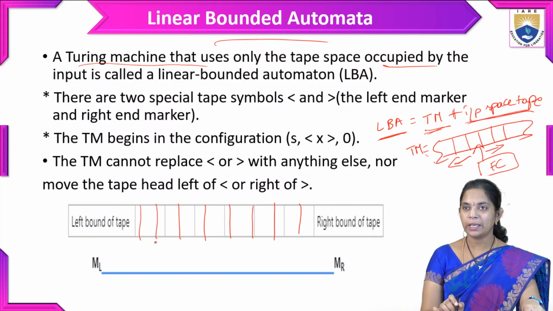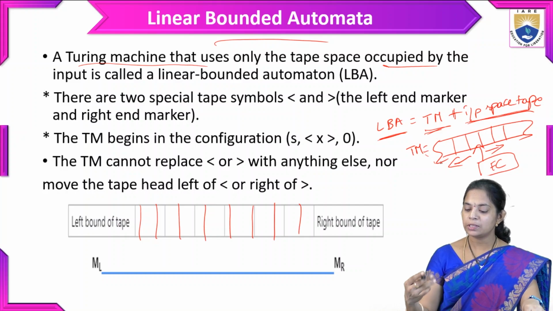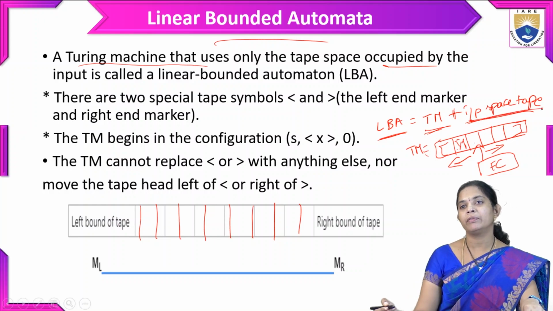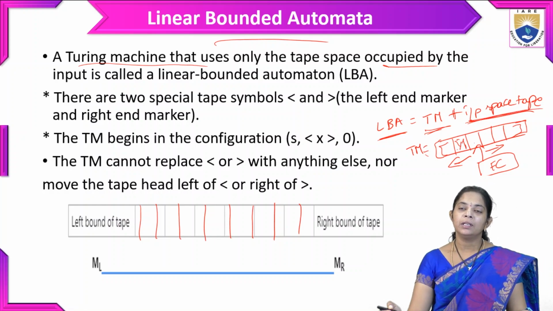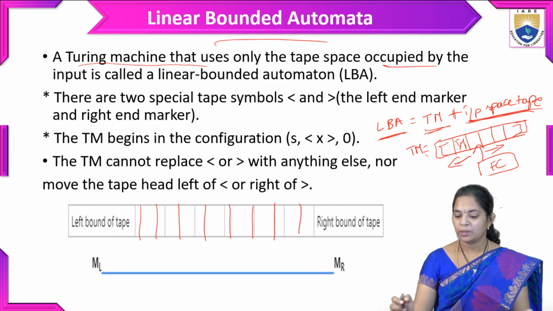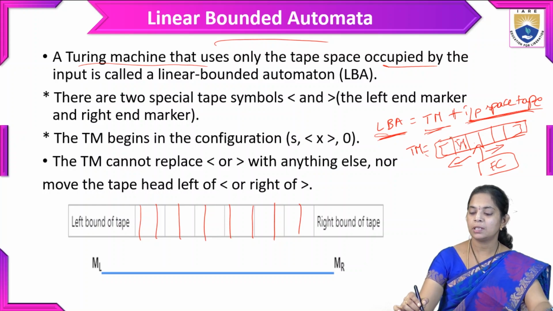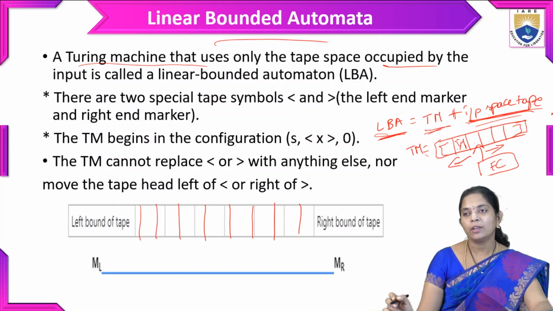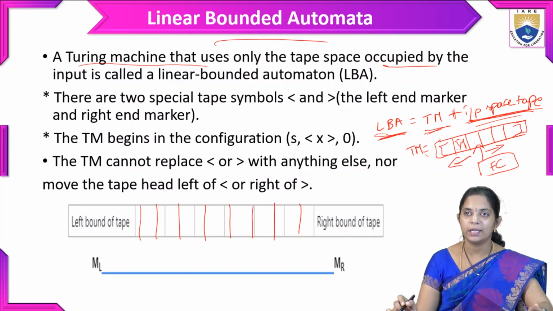So this is the input tape. Instead of infinite, we write in limited space, bounded by arrow marks like this. Whatever we write in between is the input space tape, what we call the input tape space. So in this linearly bound automata, we have a Turing machine plus input tape space, and the operations are all equal to the Turing machine. So we can move either left or right.